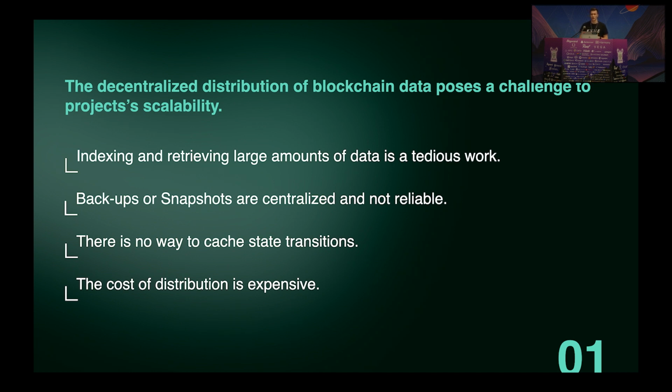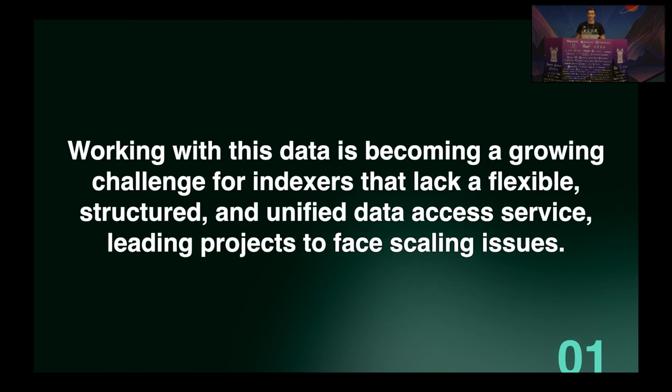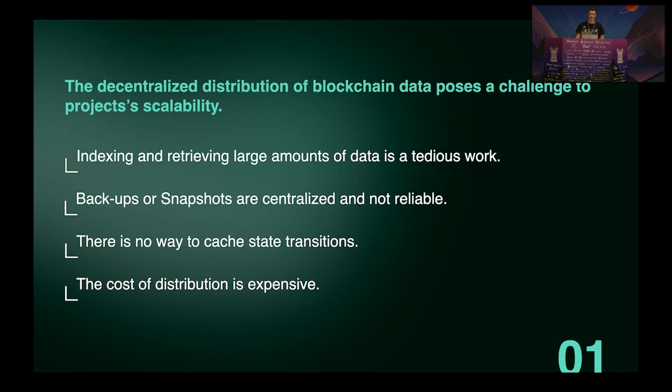And this also goes in well with the fourth point here. The cost of distribution is expensive, right? We do want this data storage redundancy. We do want to see the data being stored on as many nodes as possible. But on the other side, it's quite expensive storing the redundancy. So this is the reason why it's becoming a growing challenge for indexers and for blockchains in general to scale and to be able to hand out the data to developers. And in the end, it just leads to scaling issues, not only on the Web3 node side of things, but also on the Web3 data access side of things.